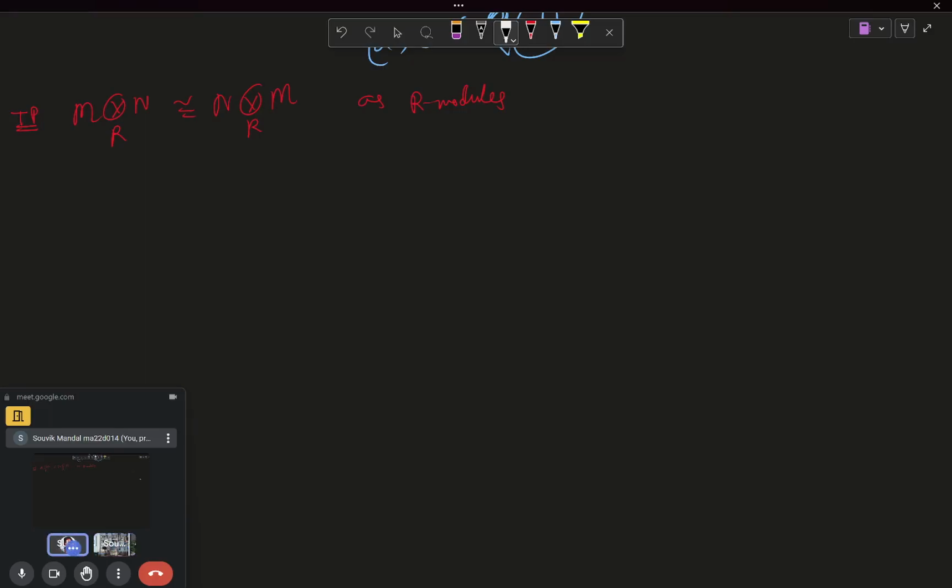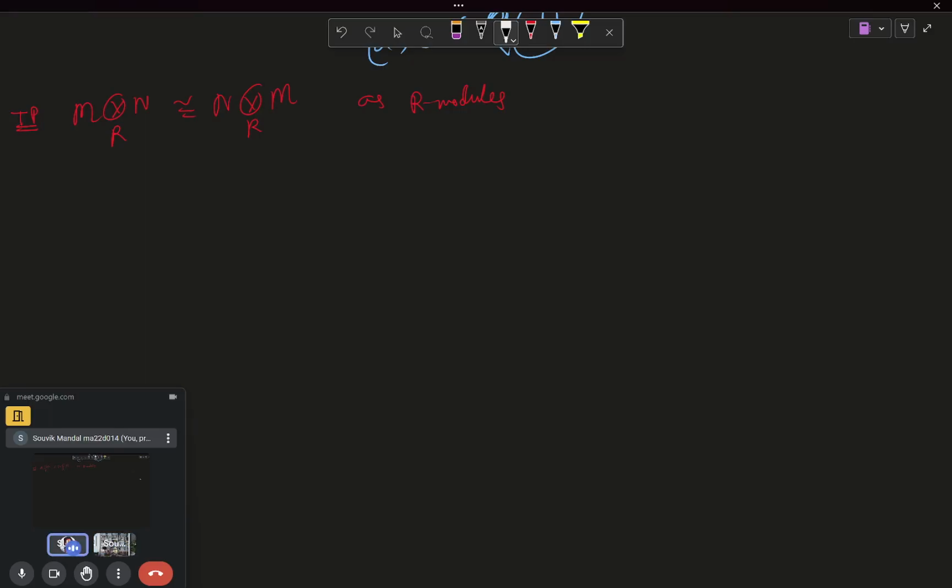Sir, can we use this theorem, R cross A module isomorphic to A? No, no. What are we talking about? You don't need to use any theorem. You can directly do it. There is no need to use anything else.